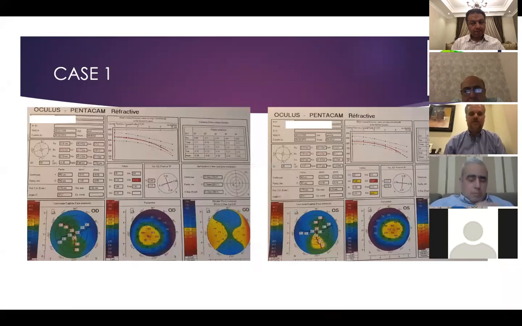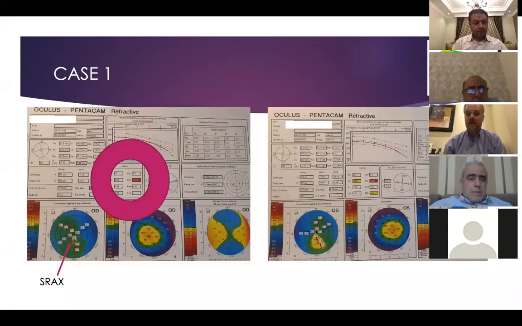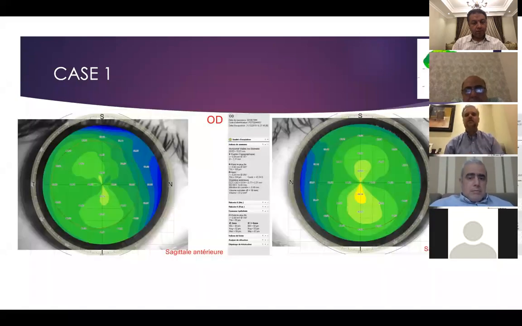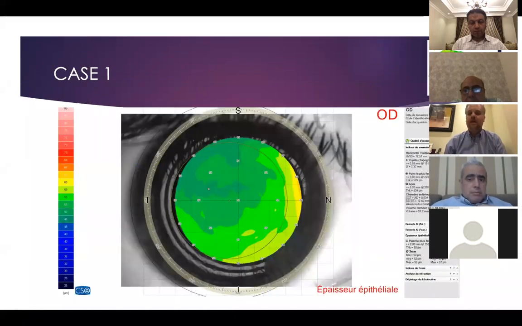So I will go ahead. We have this abnormality. We have an asymmetry that is more than 1.5. We have this abnormality, but this is with the MS39. This is the anterior sagittal map. We have this asymmetry in the left eye. It's confirmed. And let's go to the epithelial mapping.